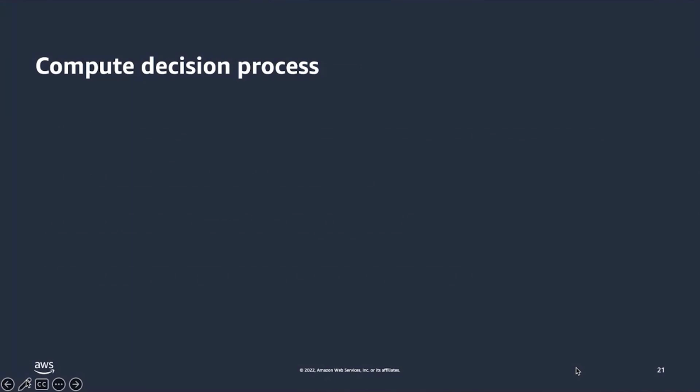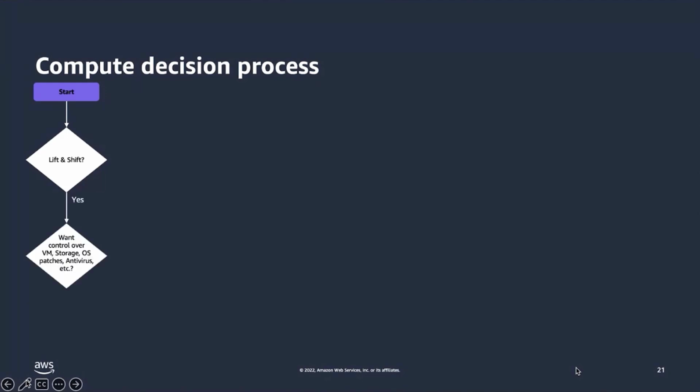Let's talk about the compute decision process. As an example, you have an application you want to migrate from on-prem to the cloud. So you should ask yourself, is this a lift and shift? What that means is, I want to migrate my virtual machine on-prem to AWS. If yes, do you want to have control over the virtual machine, the operating system, the storage, patching, and antivirus? If yes, Amazon EC2 instance is your choice.